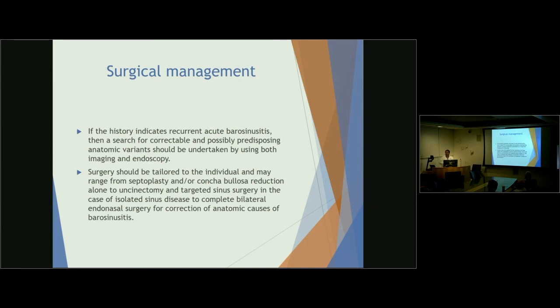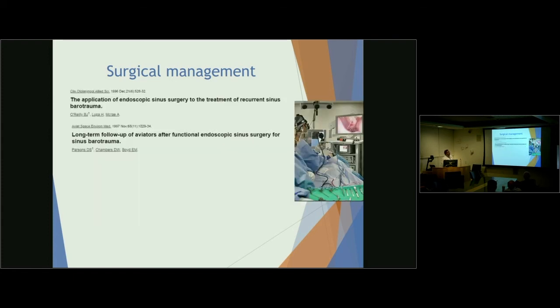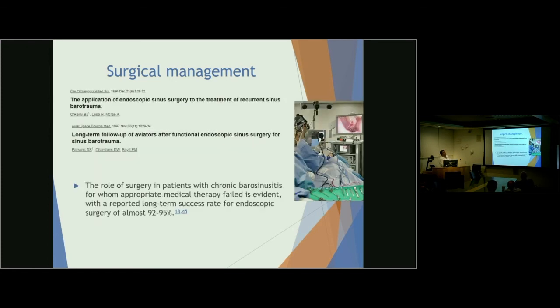In our case, he was complaining of the area between the eyes. So the ethmoid sinus is the area between the eyes, so we did tailor it to the symptoms he actually had. Okay? All right. And then moving on to chronic barosinusitis.